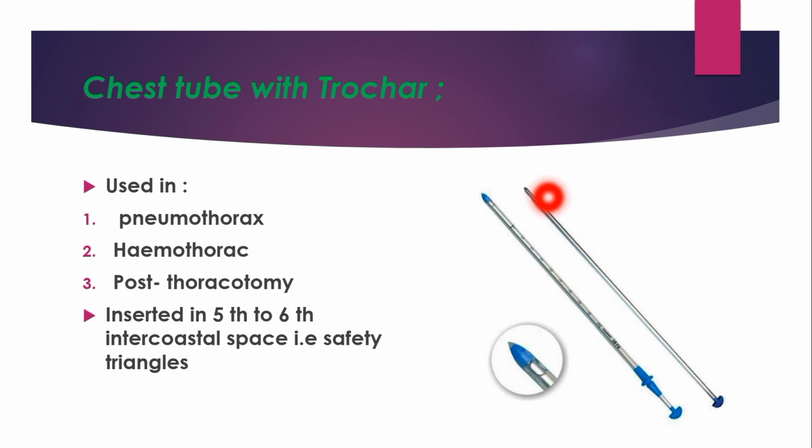This one is a chest tube along with a trocar, and the chest tube is used in pneumothorax, hemothorax, post-thoracotomy, and it is also used in case of chylothorax. And here the chest tube is inserted in the 5th to 6th intercostal space within the safety triangle, and the complications involve neurovascular injuries and bleeding.